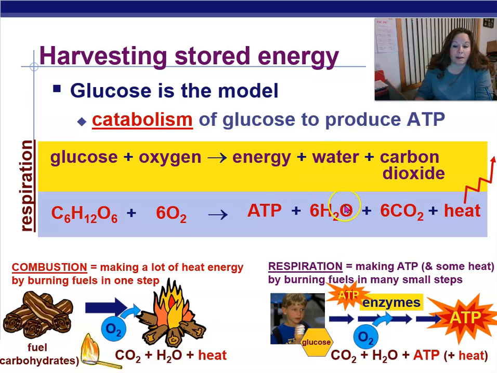We'll also get water as a byproduct, but that's okay because we're mostly made out of water anyway, so we don't really notice that much as a waste. We can get rid of excess water, no big deal. And then carbon dioxide, which can be a big worry, so we have to have our special system just for getting rid of carbon dioxide.